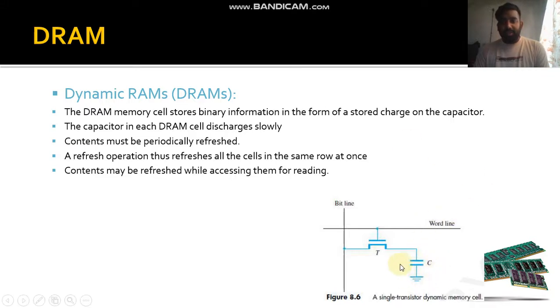We want to refresh the contents of the capacitor at regular intervals, or periodically, so that the voltage remains constant. The refresh operation refreshes all the cells in a particular row at once. There are n memory elements connected to a single word line. All the cells on the single word line are refreshed at the same time, and the data is read by the bit line.